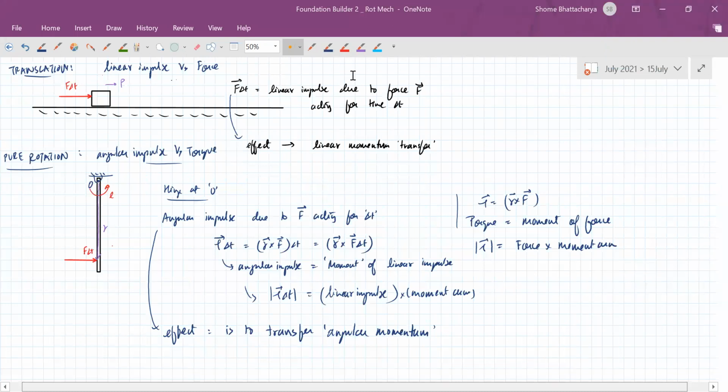Hope this visual example also gives you a better understanding of this. Next, we'll also see how to apply this in numerical situations, where the net angular impulse results in a net change in angular momentum. Once we see those types of numerical problems, this will become even clearer to you.